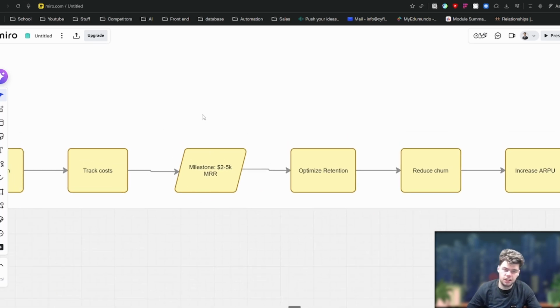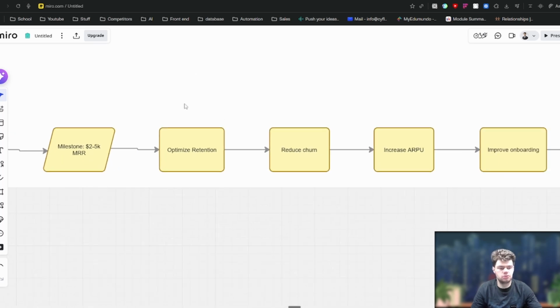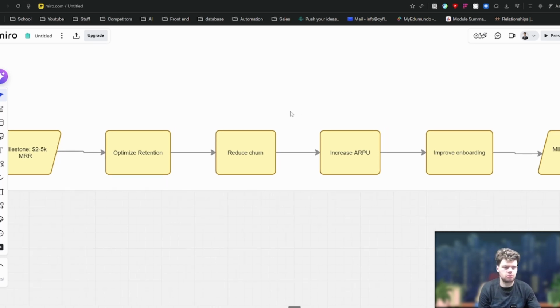And then if you have 10 customers, you should be at 2 to 5k MRR. Hopefully you're above it. Optimize retention. Churn is basically how many people are leaving, so you want to reduce that. You do that by getting as much value as possible, even more than they paid for. So just keep giving them value, so it would be extremely dumb of them to leave. You really don't want that.